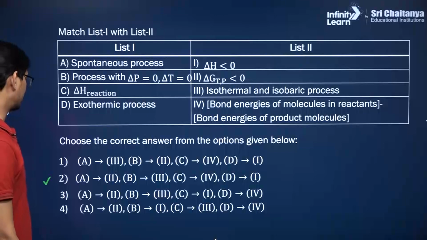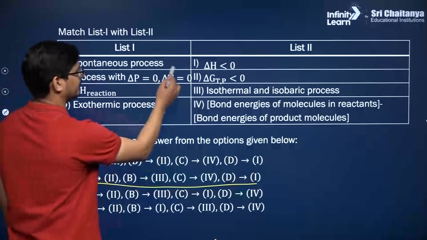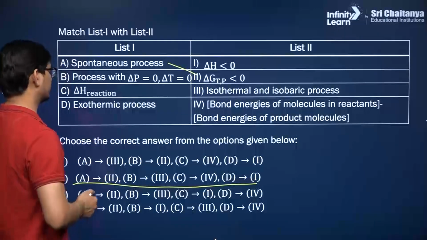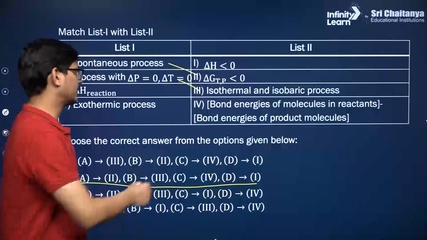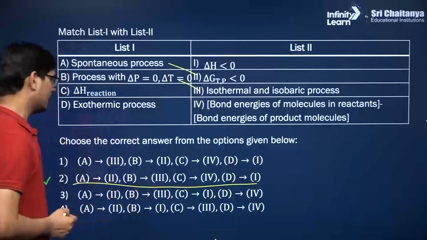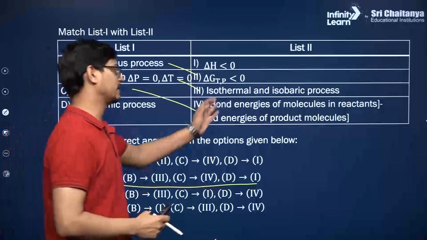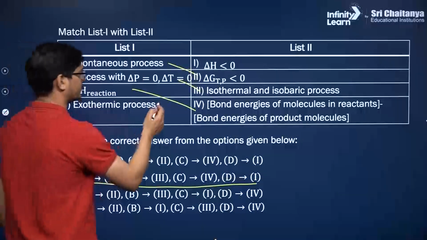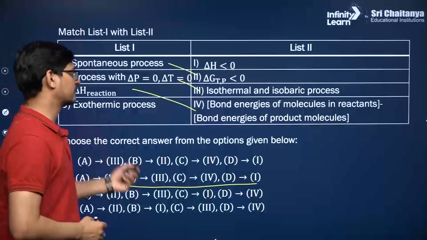Here a spontaneous process, the correct answer is option 2, A matches with second. Yes, for a spontaneous process, Gibbs energy of the system should be negative. B matches with third. A process with delta P equal to 0 is isobaric and delta T equal to 0 is isothermal. C matches with fourth. Delta H of a reaction can be calculated as the bond energies of reactants minus bond energies of products. And finally, for exothermic reactions, delta H is negative. So these are basically theoretical questions from thermodynamics.